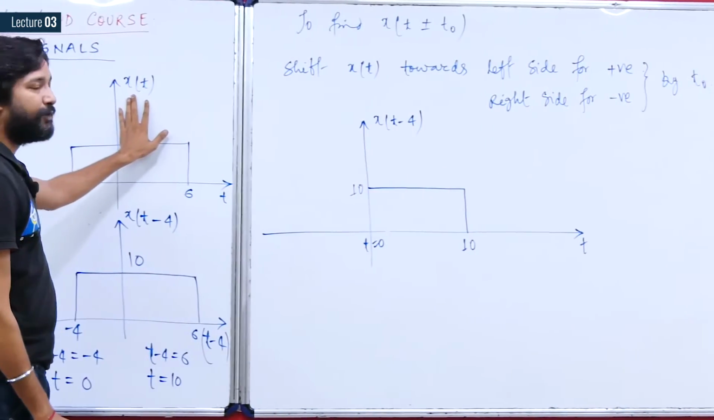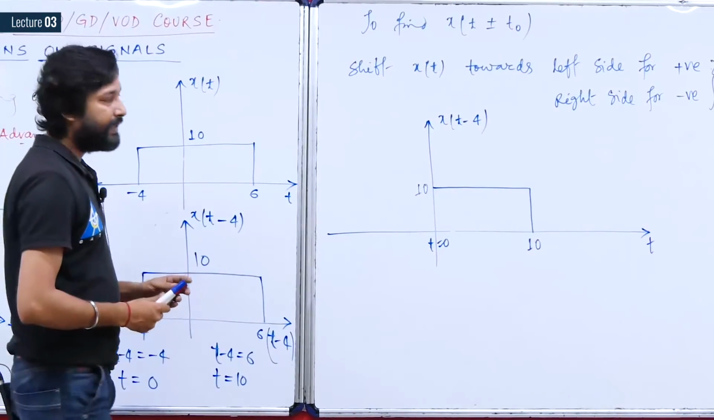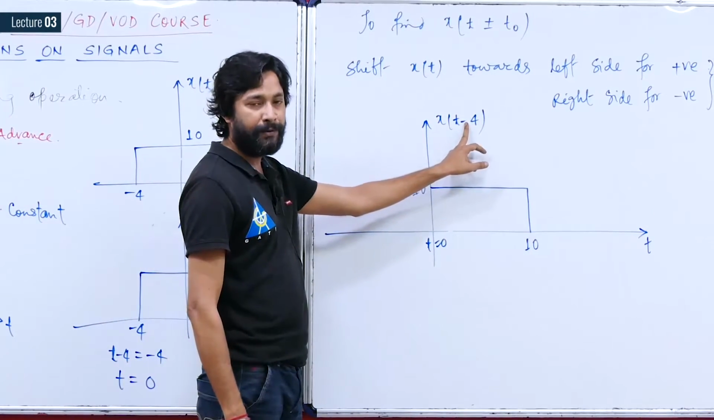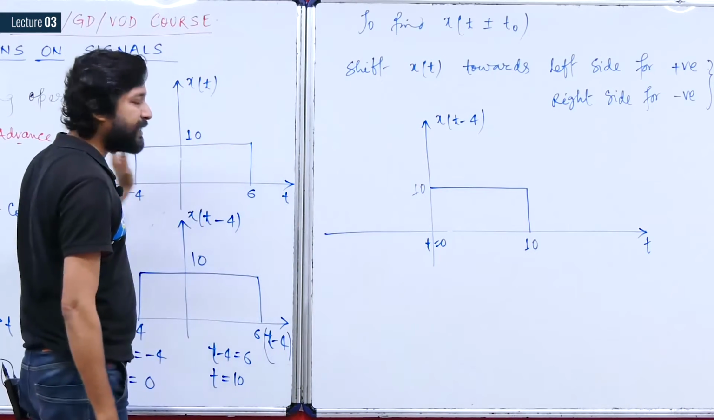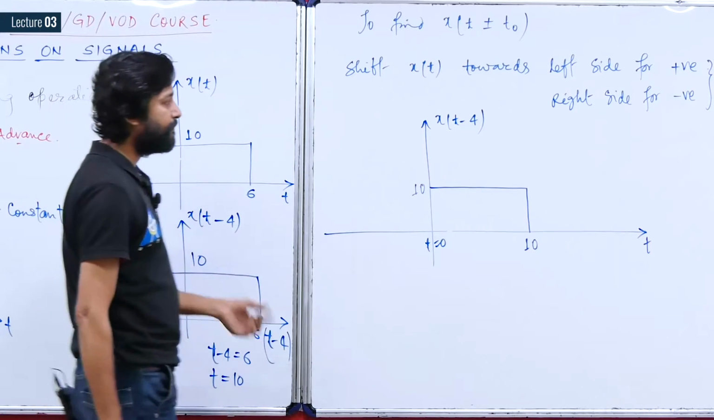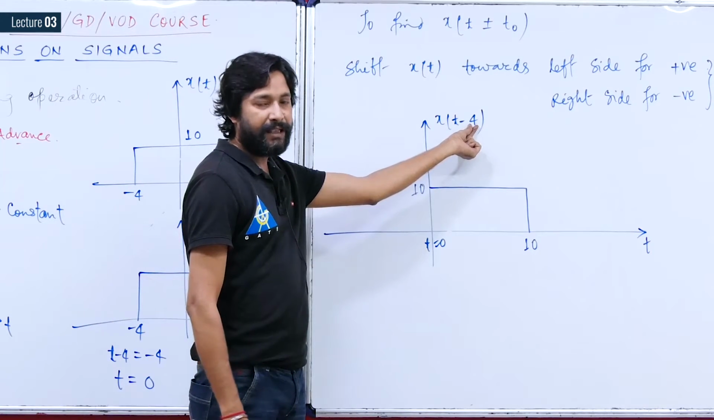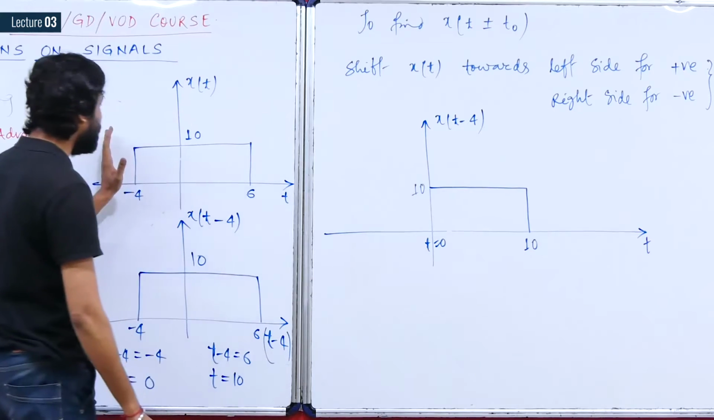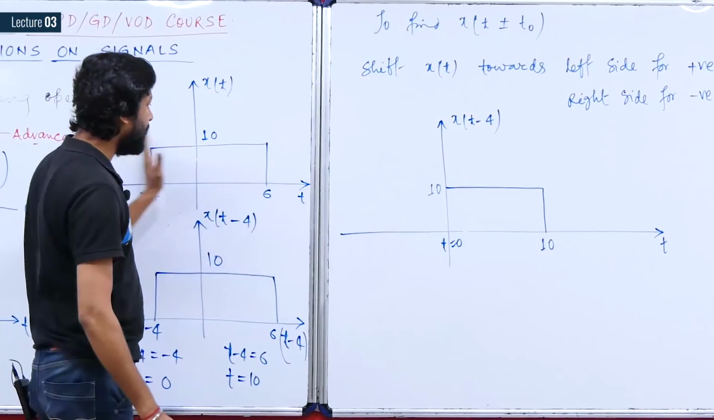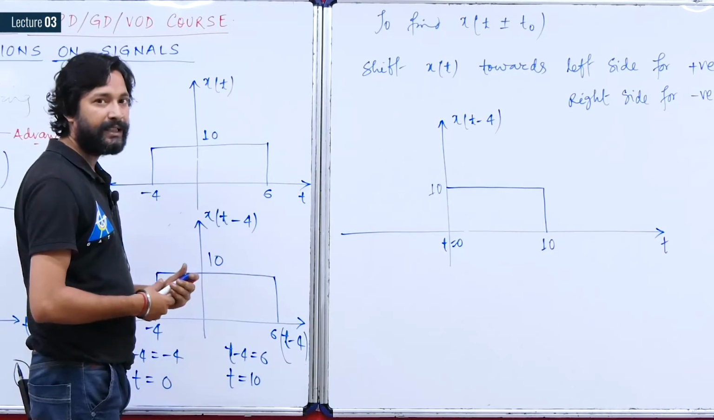for this signal x of t, if you have to find x of t minus 4, then due to this negative sign you just have to shift this signal towards the right hand side. By how much distance? Here the t naught constant value is 4, therefore you are going to slide this signal by 4 units in time towards the right hand side due to the negative sign.